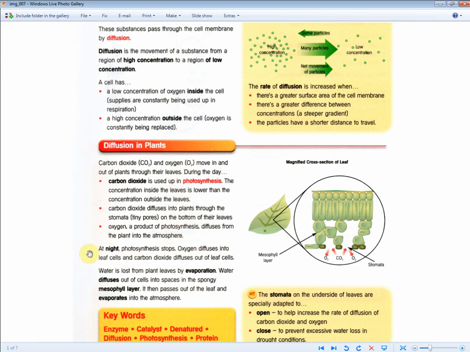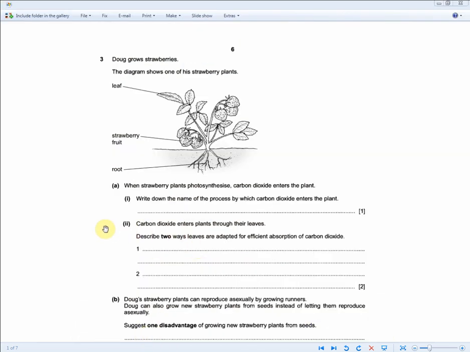It says, at night, photosynthesis stops. Oxygen diffuses into leaf cells and carbon dioxide diffuses out of leaf cells. So the magical word here is diffusion, diffuses. So returning back to the exam question, carbon dioxide enters plants through their leaves. Describe two ways leaves are adapted for efficient absorption of carbon dioxide. So for two marks, one mark for each of the ways mentioned. Well, anything to do with diffusion, you should always say large surface area.